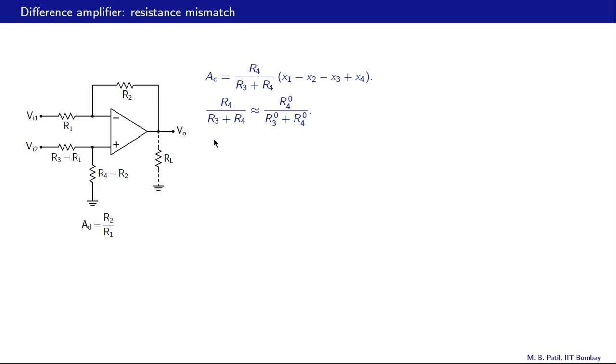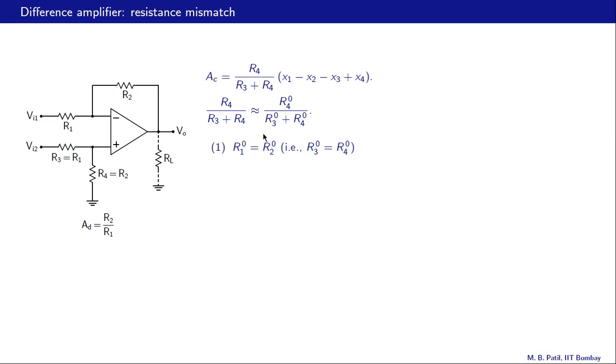It turns out that if we are interested in first order terms in x1, x2, x3, x4, then we don't need to take into account the exact value of R4 by R3 plus R4. We can substitute R40 by R30 plus R40 here without changing the first order expression for AC. So we will do that, and what we do now is take two special cases just to get an idea of the approximate range of AC.